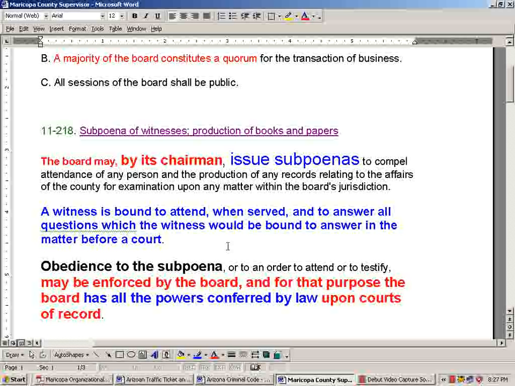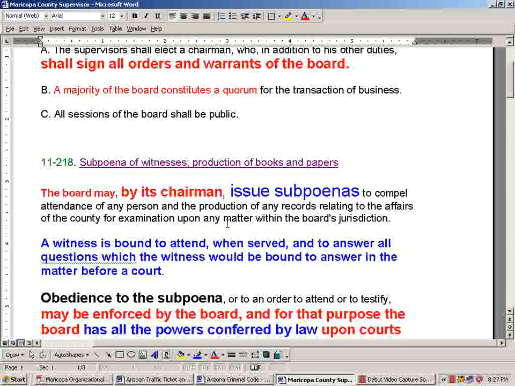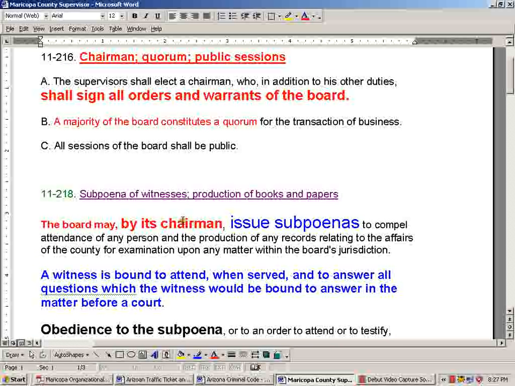This is beautiful stuff. So it's the chairman who issues the subpoenas. The board may by its chairman. Okay, so the board may, so the board shall, may means shall, by its chairman. So maybe you'd have to go to just the chairman to get the subpoena, right? He's the only one that can do it. You take your complaint to him, and he'll issue a subpoena, which is a show cause hearing, why something should or should not be done.